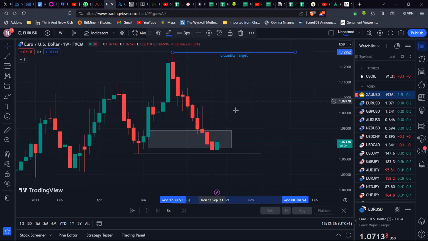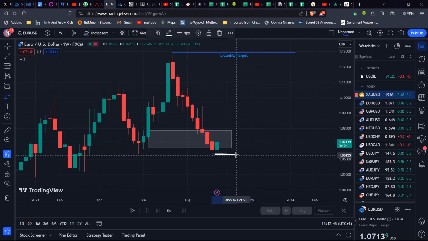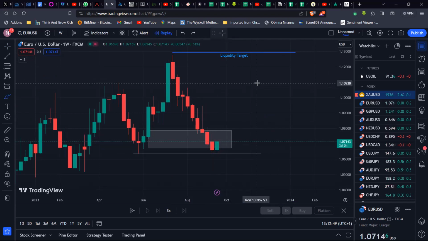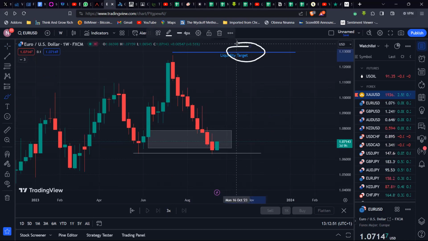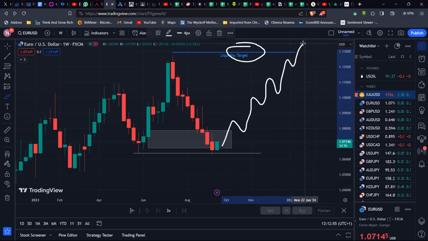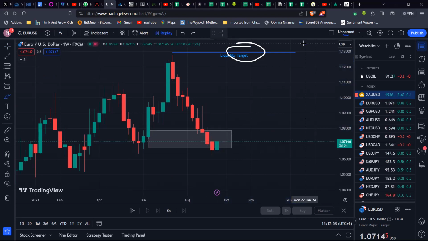If it doesn't hold, fine, it doesn't hold. As long as price does not close below this low here on a weekly time frame, it doesn't have to be this week, chances are price is going to want to come and take out this high. Now that could take 10 months, it could take 2 months, 5 months, 6 months, it could take 4 weeks.